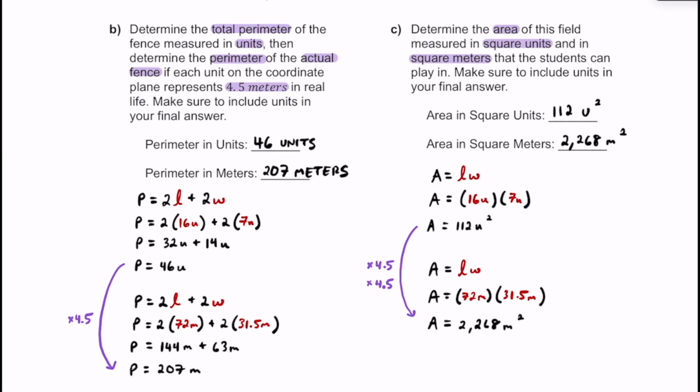So if you wanted to go straight from this answer to this answer, just take this 112 and multiply it by 4.5 twice, and you'll get this area in square meters. And again, it's because it's two-dimensional instead of one-dimensional.